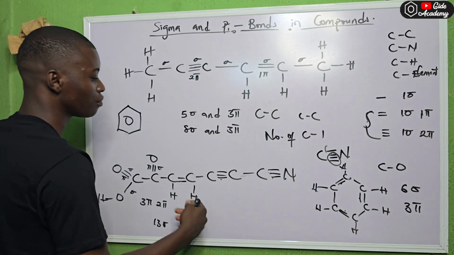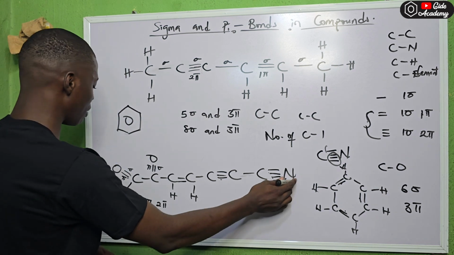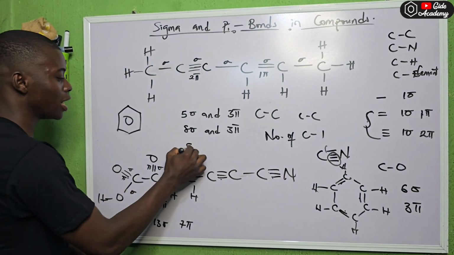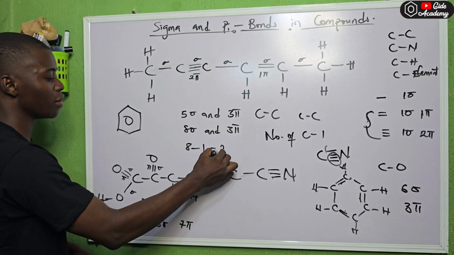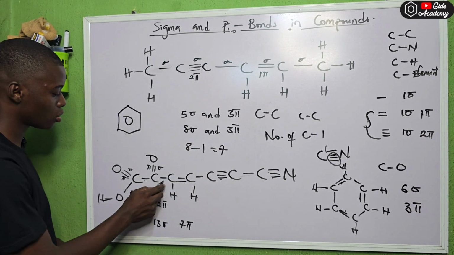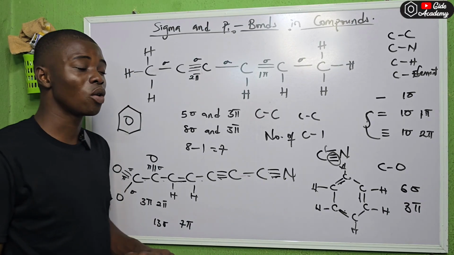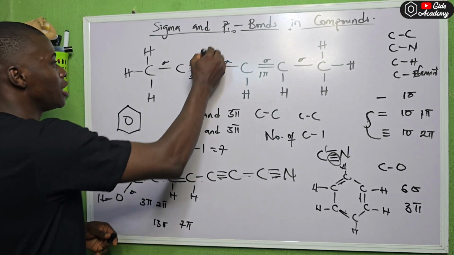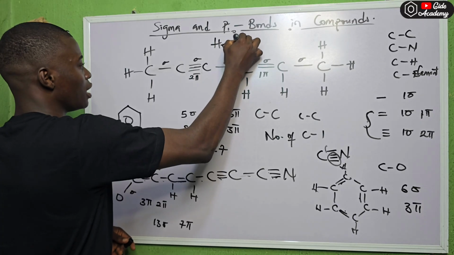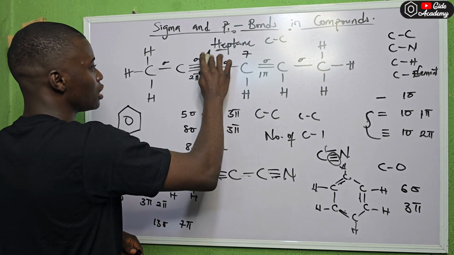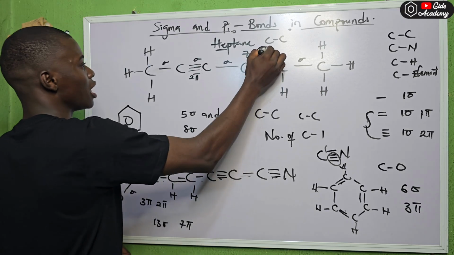So let's assume that this one is carbon. 1, 2, 3, 4, 5, 6, 7, 8. So 8 carbon atoms minus 1 will give us 7 sigma bonds. Let's count. 1, 2, 3, 4, 5, 6, 7. That's how it works. So any question you see like this, for example, how many sigma bonds are there in heptane, carbon to carbon? Heptane is already, hept is 7. 7 minus 1 will give us 6. So it has 6 sigma.